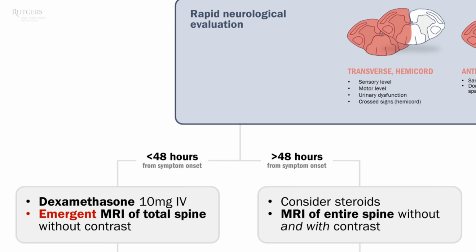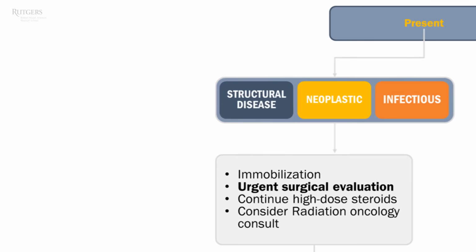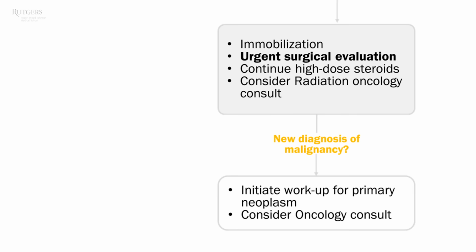If cord compression is present, then you're typically dealing with either structural, neoplastic, or infectious etiologies. Think of herniating disc, extradural metastasis, or abscess. The next step is to immobilize the patient and consider urgent surgical decompression. If you're dealing with a known tumor, radiation therapy can be useful in cases where surgery is not appropriate. If it's a new diagnosis of malignancy, then a workup for primary neoplasm is in order, and we usually call our oncology colleagues for help.